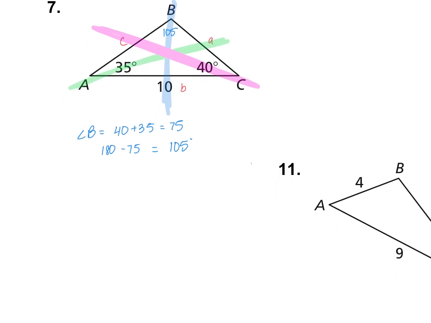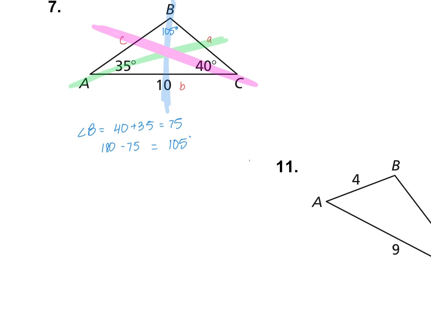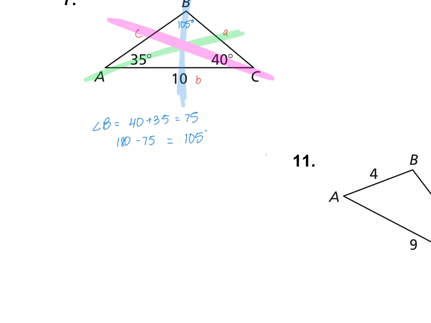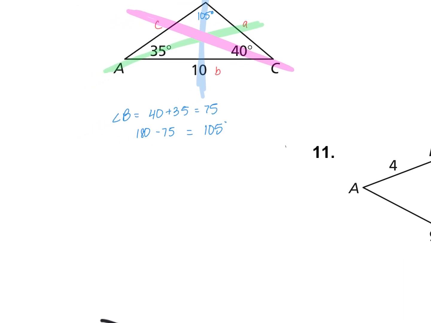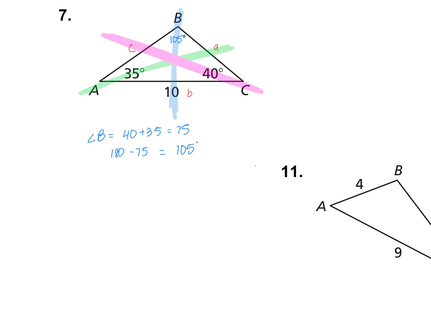So angle B is 105, and I wrote it right there. Don't forget your angle symbol. And now I just have to find C and A. So for that, I'm going to use law of sine. First thing I'm going to do is take my matching side and angle. So I'm going to do sine 105 over 10.